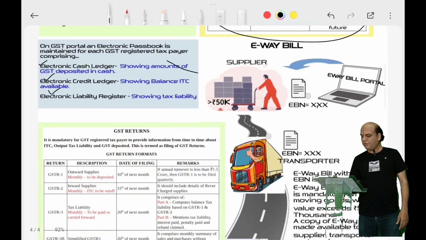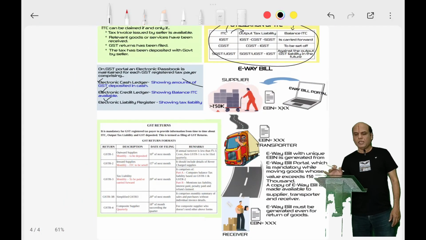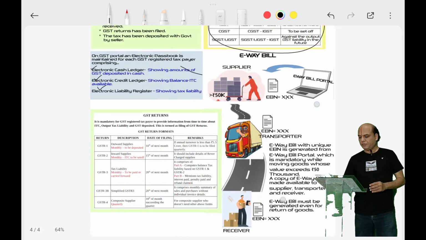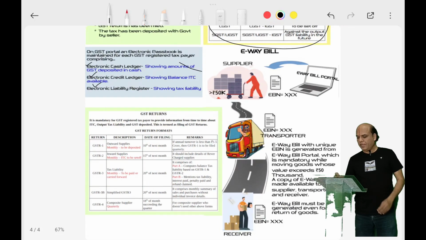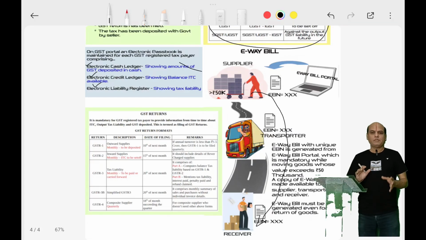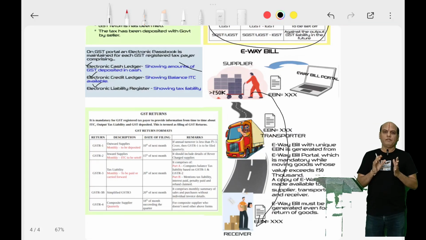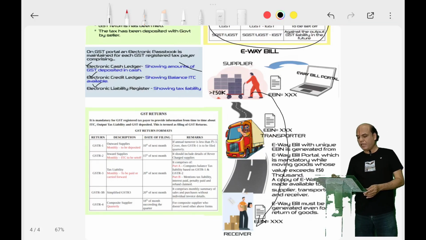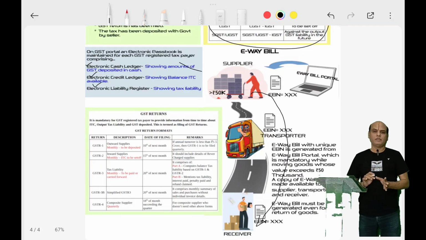Now there is one more thing we need to discuss, that is e-way bill. E-way bill is electronic way bill. So if you see this diagram, a supplier is supplying goods to a receiver. As per the GST norms, if the worth of goods that are being transported is greater than 50,000, it is mandatory for the supplier to generate an e-way bill.